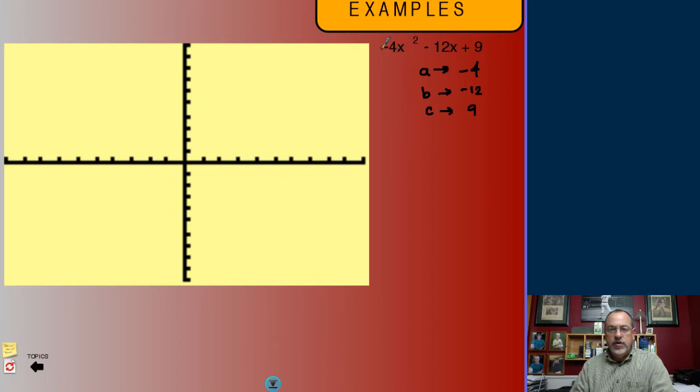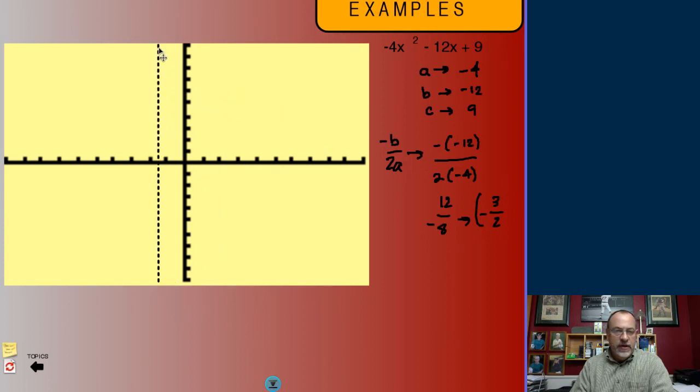So we know that it's going to open down because this is negative, so we want to find our axis of symmetry. So we'll do the opposite of b over 2a. So the opposite of negative 12 over 2 times negative 4. So that's positive 12 then over negative 8. Dividing both by 4, that's 3 halves, and it's negative. So the x value and my axis of symmetry is at negative 3 halves. So I'm going to put my axis of symmetry over here at negative 3 halves.